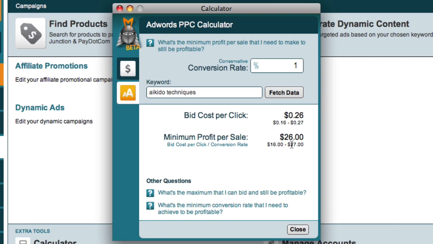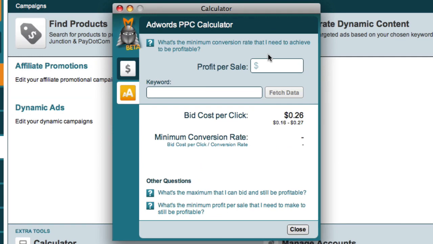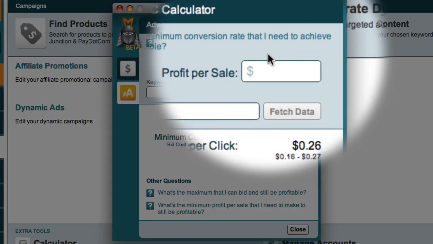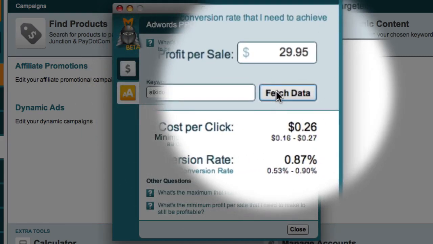Okay, let's now move on to the third question that Market Samurai's calculator allows you to explore, which is, what's the minimum conversion rate that I need to achieve to be profitable? This question is a great way to explore the commercial viability of a particular product and keyword combination. To answer this question, I first enter the profit per sale that I receive from the product I'm considering. Let's say I found a set of Aikido videos that offer me a $29.95 commission. Next, I enter in my keyword, which is Aikido techniques, and click the Fetch Data button.